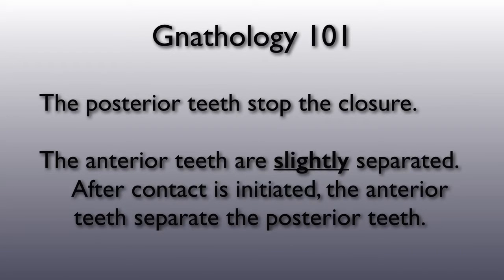In Gnathology 101, the posterior teeth stop the closure, hopefully and preferably in centric relation. In that solid closed position, the anterior teeth are slightly separated. One can slide shim stock out from between them. When excursive movements are initiated, the anterior teeth then separate the posterior teeth.